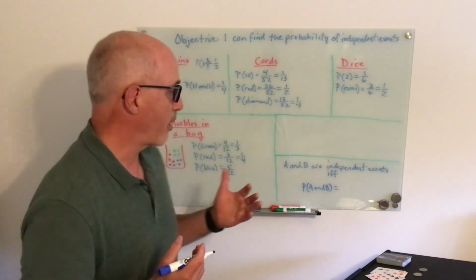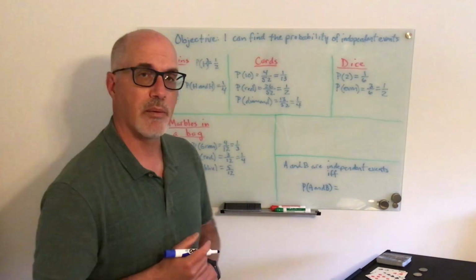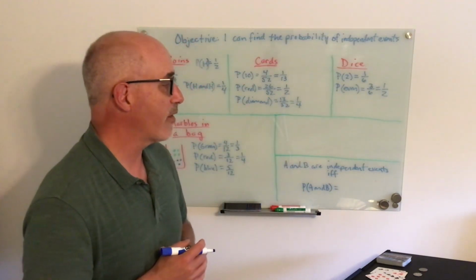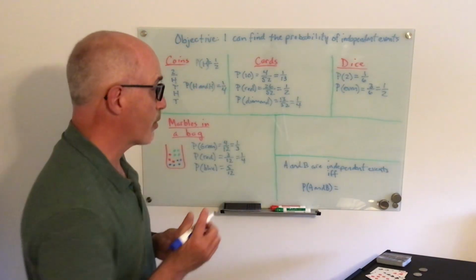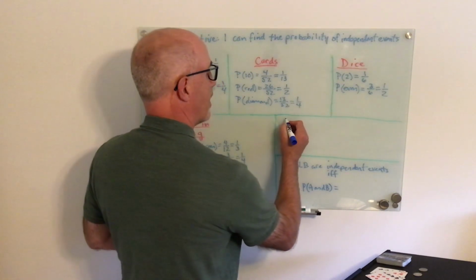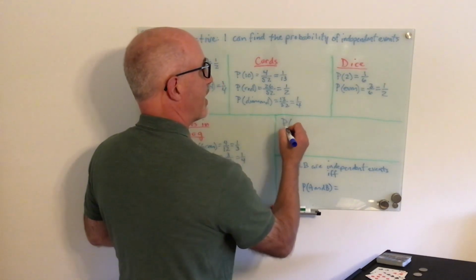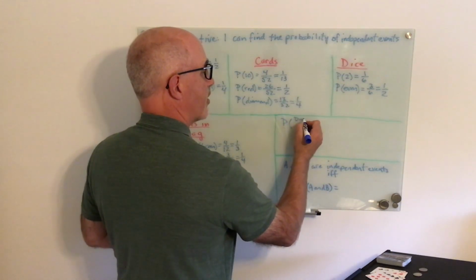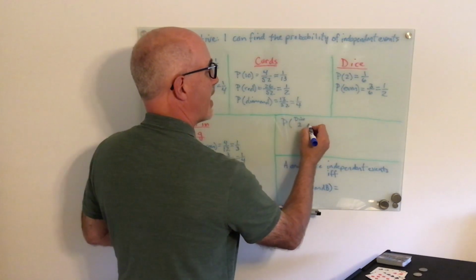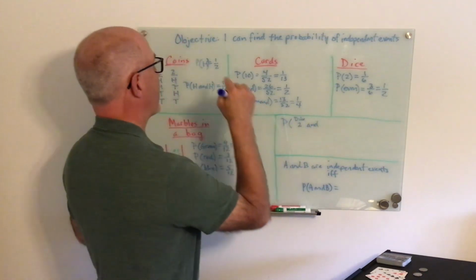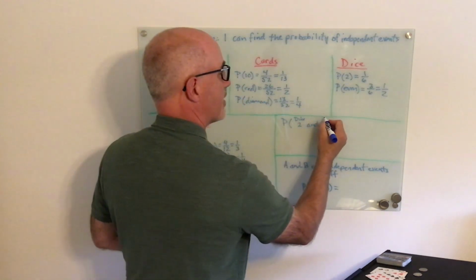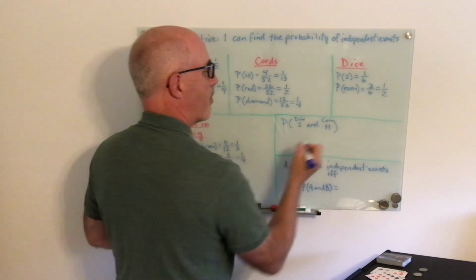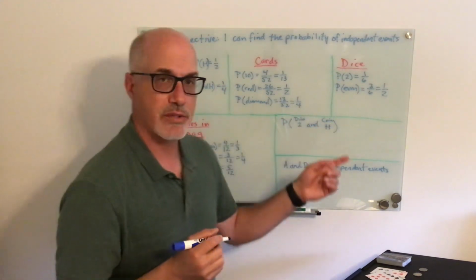So those would be our probabilities of the different events if we just did one of them. Now, what if we wanted to ask, what would be the probability of the event of getting a 2 on our dice, and the coin being a heads? What's the probability of both of those happening?